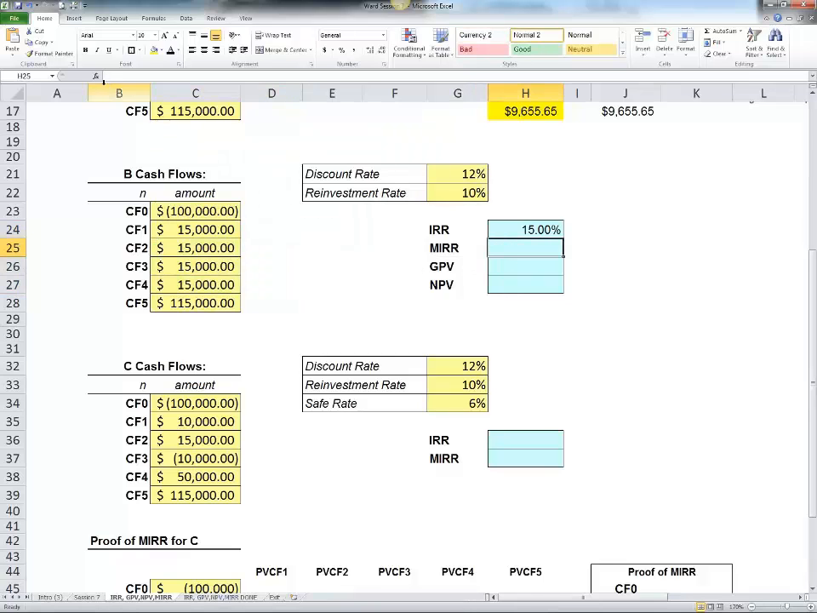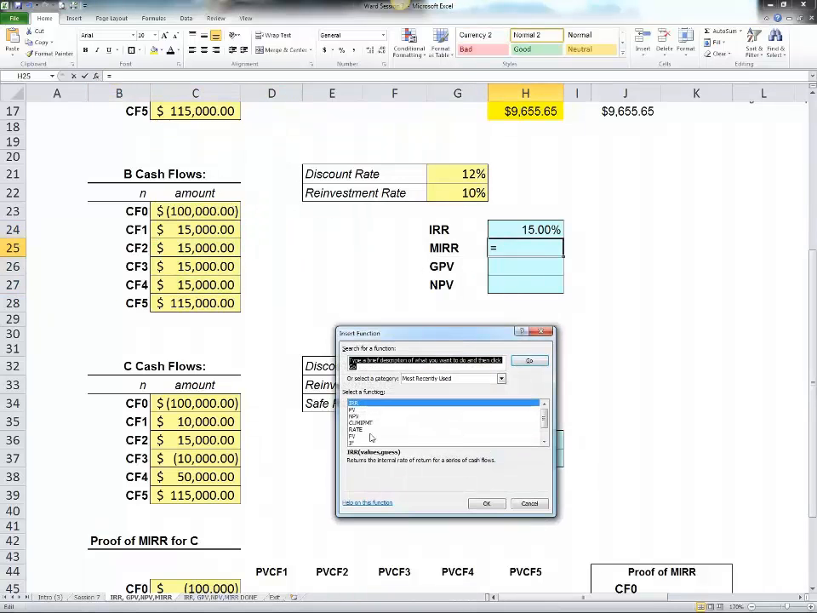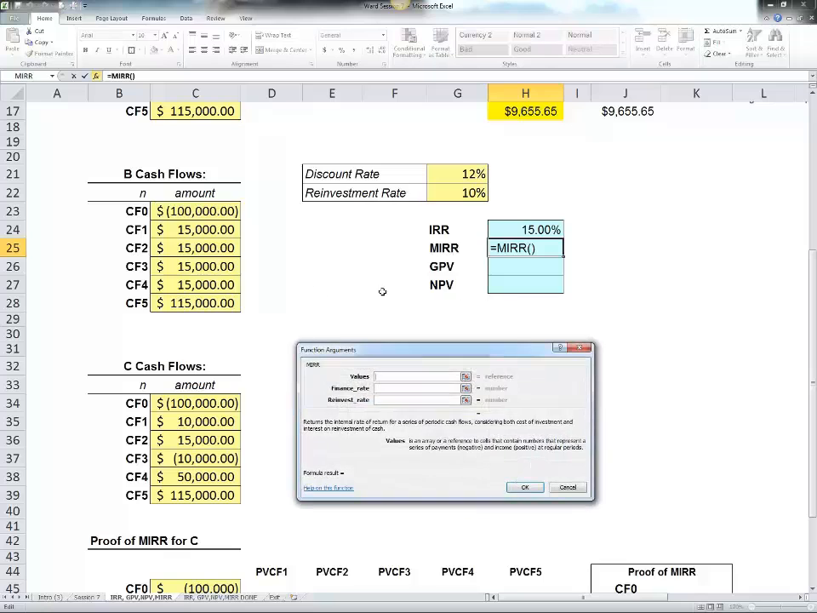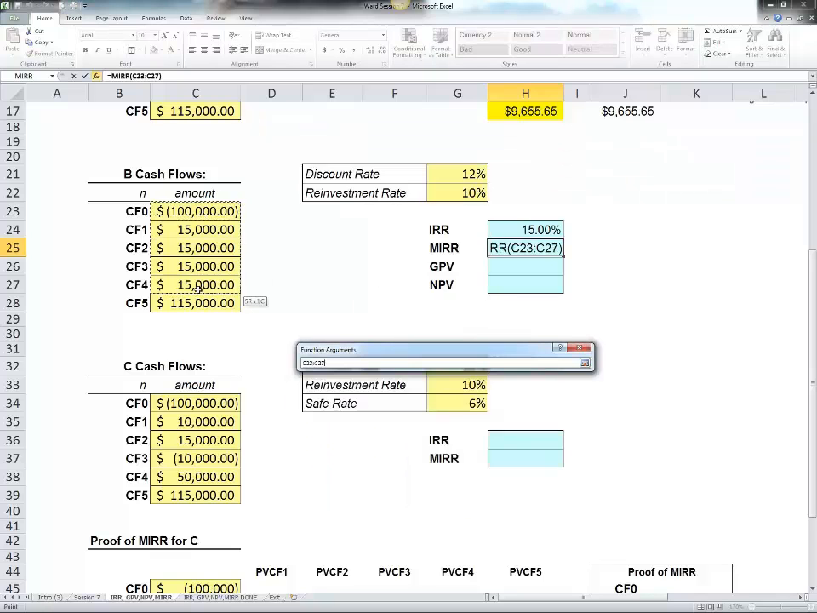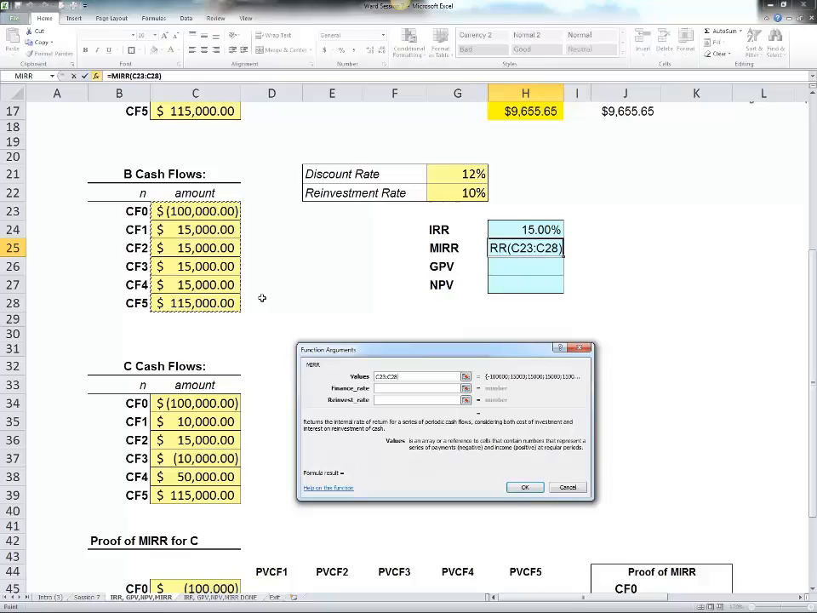So let's bring up the function modified internal rate of return, MIRR. Click OK. It wants the values, just like internal rate of return. Notice it doesn't ask for a guess because it's not going to iterate. We go back a few sessions when we did that proof of internal rate of return. You see where we looked at that in some detail.